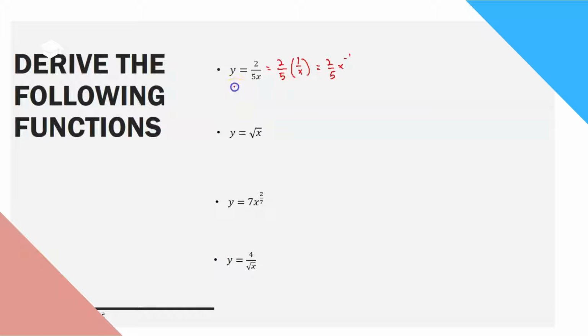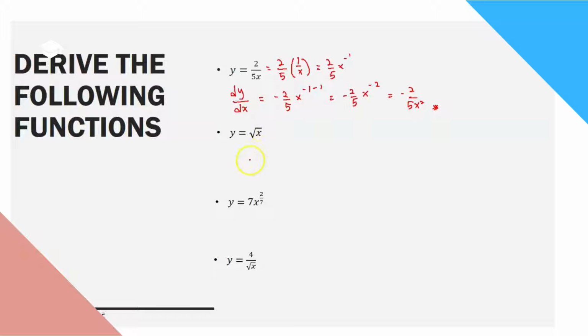Now we can simply differentiate y with respect to x. The power of negative 1 we can multiply with the 2 over 5 here, so we have negative 2 over 5. And then for x to the power of negative 1, we need to minus 1 because this is a derivative. So now we have negative 2 over 5 times x to the power of negative 2. And we can simplify the final answer: negative 2 over 5x to the power of 2. So this is the final answer.